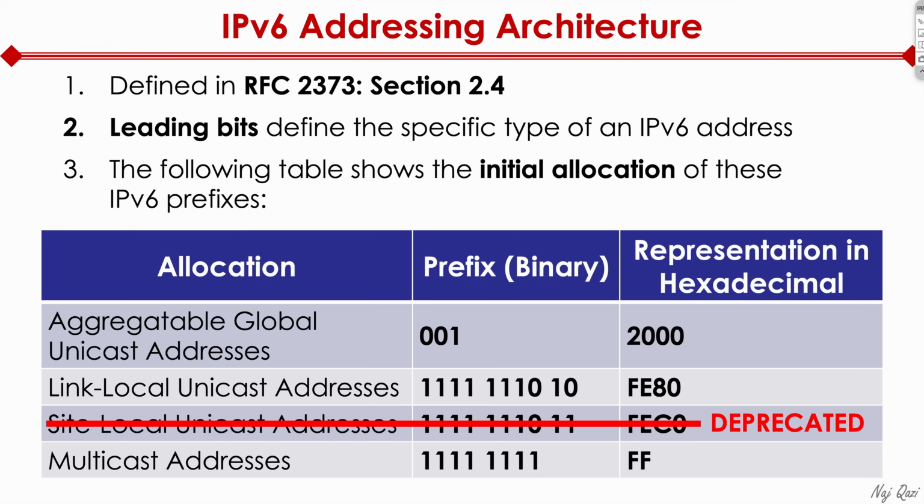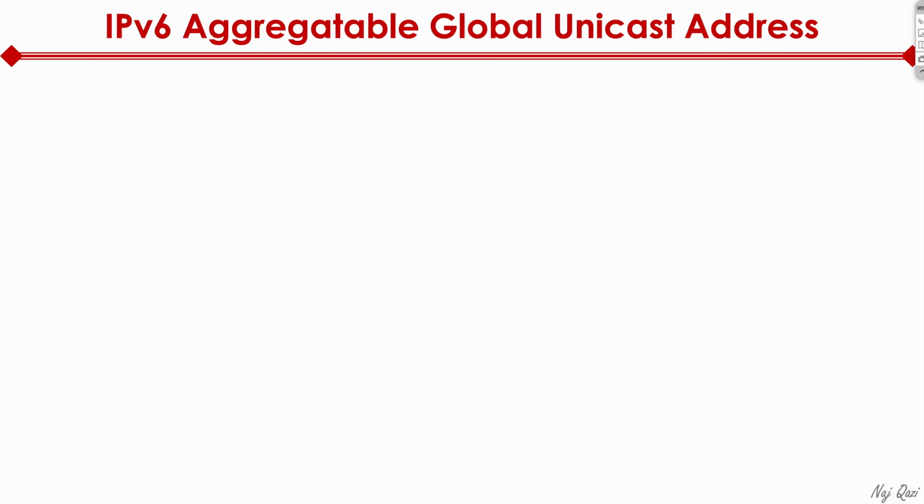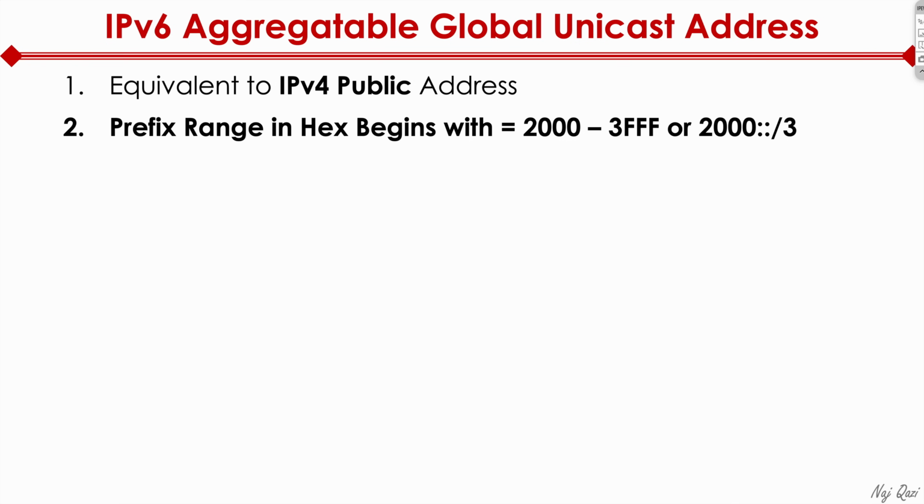Now, here's what I plan on doing next, guys. I'm going to zoom into each of these allocations so you get to see how each of these components are specified according to the RFC standards. First, we'll look at the IPv6 aggregatable global unicast address. Number 1, it's the same as IPv4 public space. So if you want to look at it from an IPv4 perspective, you can think of the public range of IPv4 addresses, which means these addresses are internet routable.